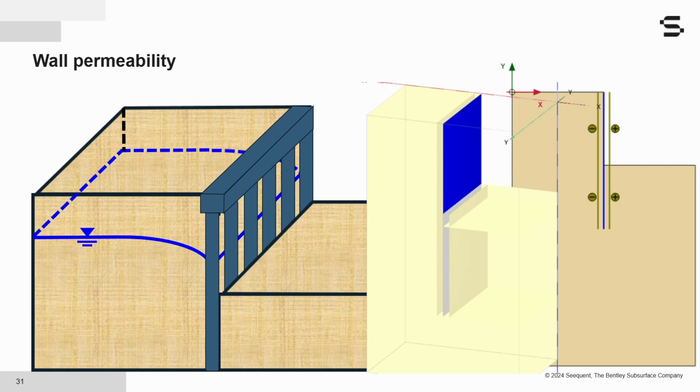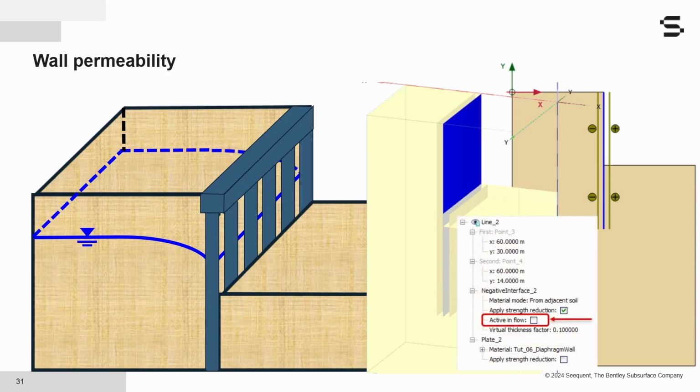Of course, again, this becomes relevant only in situations where we have a groundwater flow. So it has to be either a steady state groundwater flow or a fully coupled flow deformation analysis. And as you can see here, by selecting the interface in the selection explorer, a checkbox is available to make the interface either active in flow or inactive in flow.